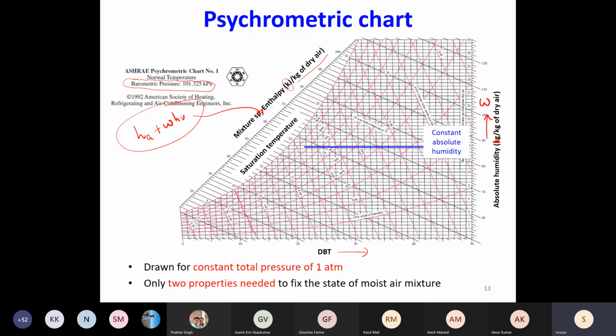So since we have maintained the total pressure constant, any two properties, if you know omega and dry bulb temperature, that is enough to fix the state of this mixture. Or if you know the omega and RH, wherever they intersect, again that will fix the state of the mixture. Or if you know temperature and RH, that also fixes the state of this mixture. So you just need to have information of two thermodynamic properties. It could be any combination.